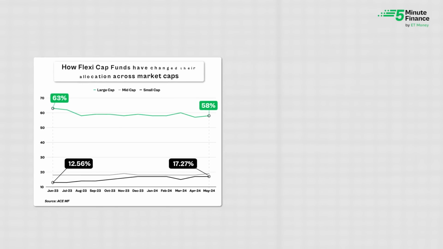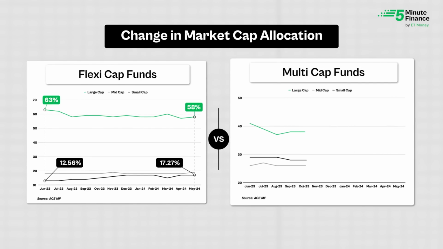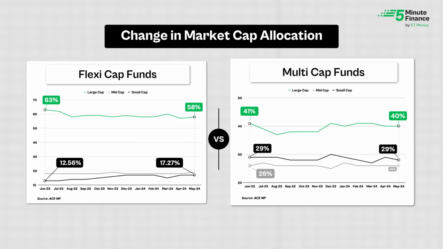On the other hand, coming to the portfolio allocation of multi-cap funds over the last 1 year, we could barely spot any major changes. While the allocation to large caps has hovered around 40%, the allocation to small caps has averaged around 29% and mid caps around 26% over the past 12 months ended May 2024. So we could see that in the last 1 year, Flexi Cap funds have shown comparatively greater flexibility in changing their market cap allocation as compared to the multi-cap funds. However, the average allocation to mid and small cap stocks is significantly higher in multi-caps as compared to Flexi Cap funds. Now next, let's look at their returns.